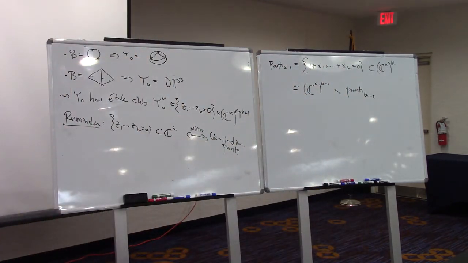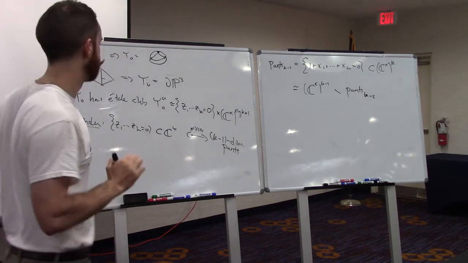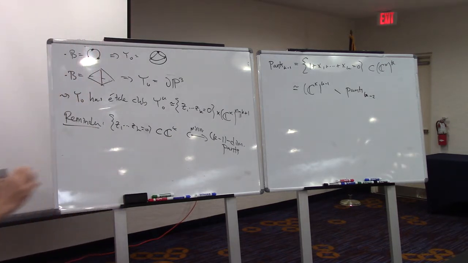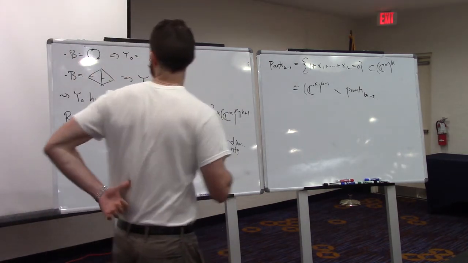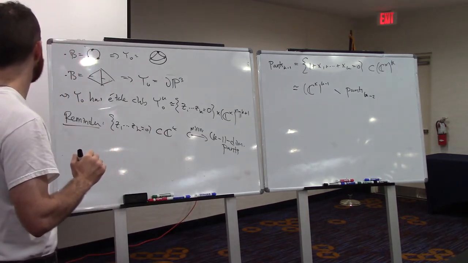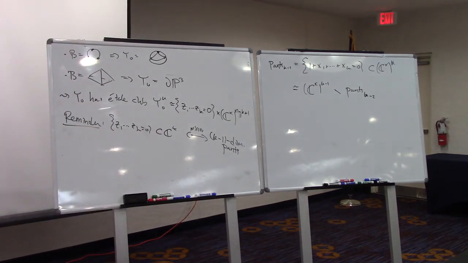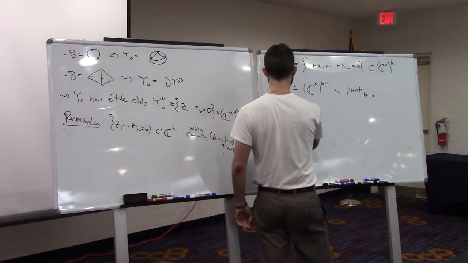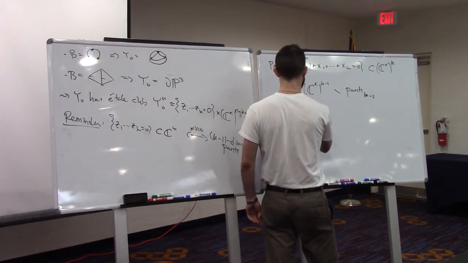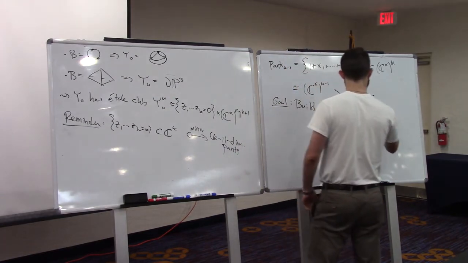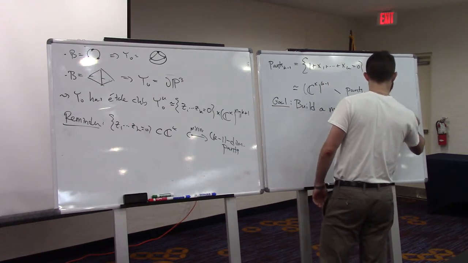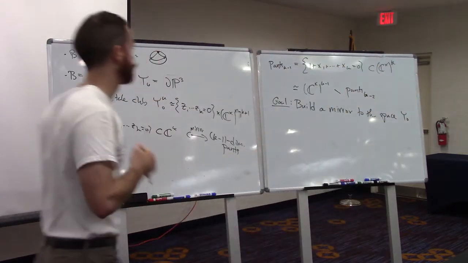So what am I going to do with these basic building blocks here? What I want to do first of all is to build a mirror to Y0. So the goal is to build a mirror to the space Y0.